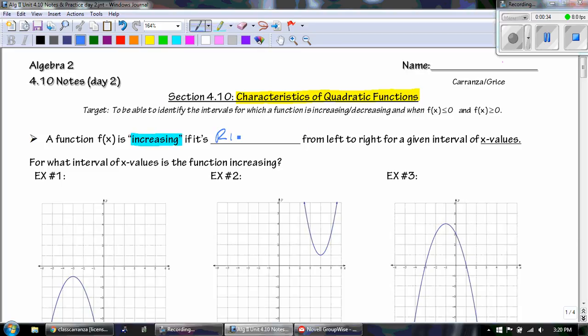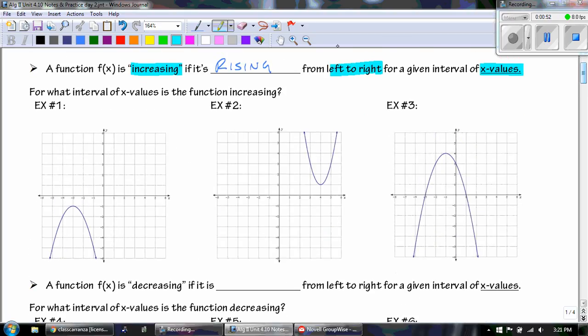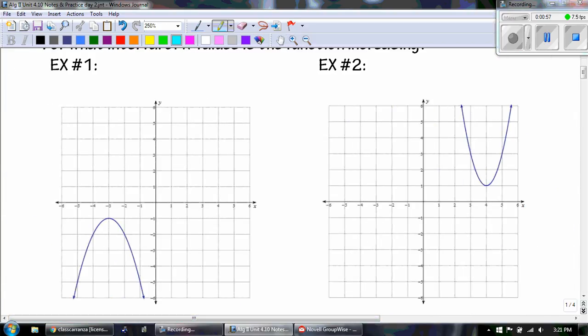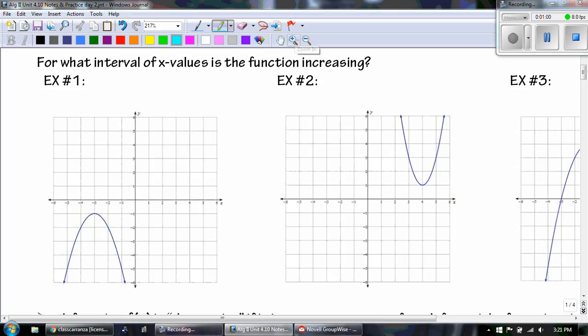So, a function, f of x, is increasing if it is rising from left to right for a given interval of x values. So for which interval of the x values is the function increasing? It might sound like another language, but I want to know, where is my graph increasing? On which side do you see that it is going up and where it stops?